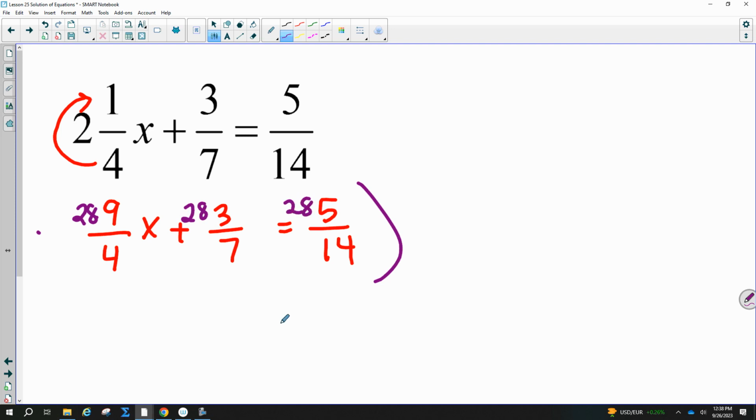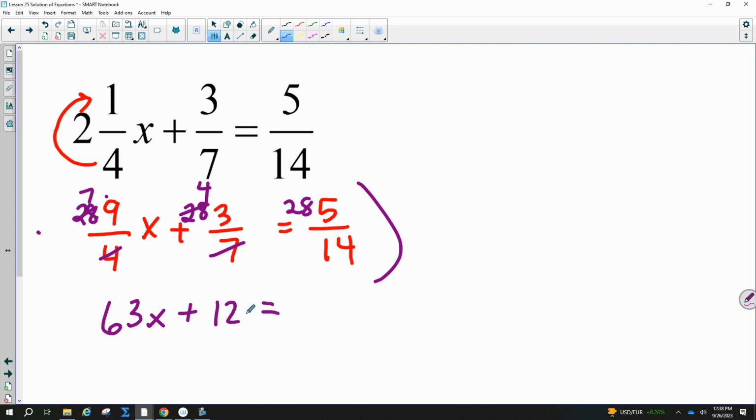So 4 goes into 28 7 times. Then these multiply, the 7 and the 9. So I get 63x. Notice I have no fraction. Yay! All right. Then I do 28 divided by 7. So divide first. What's 28 divided by 7? Okay, it is 4. Then you multiply to the 3 right here. That gives you plus 12.